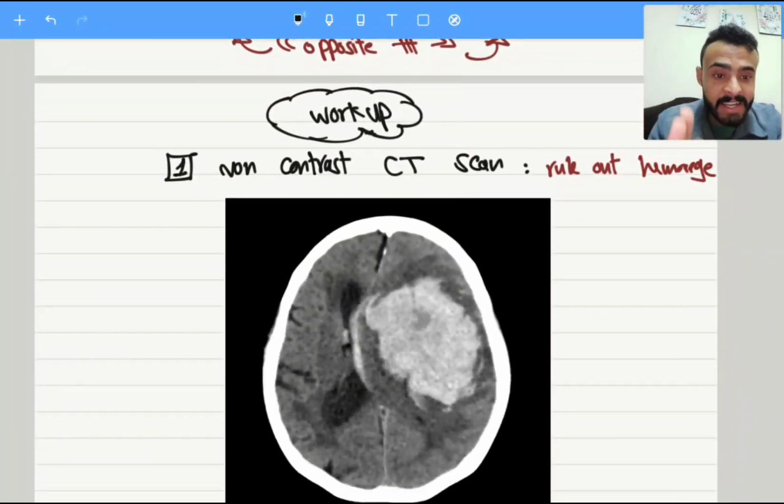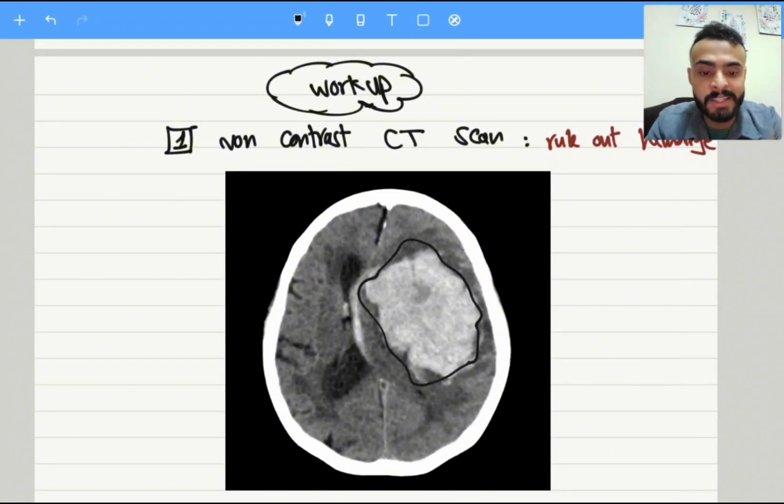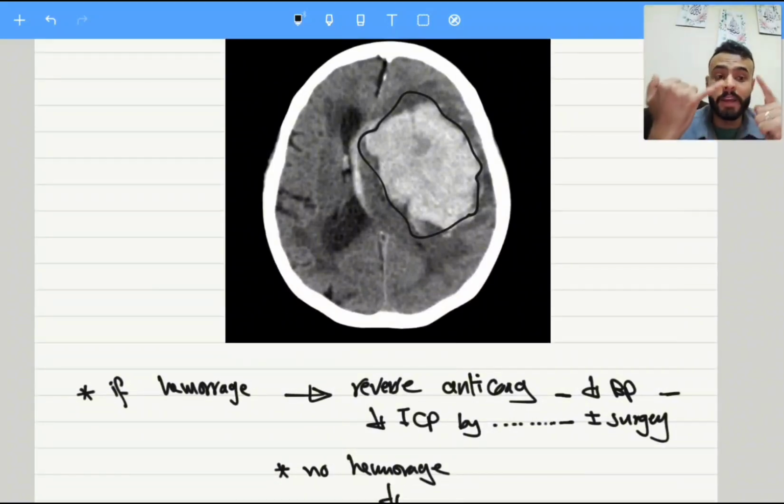Non-contrast CT scan is the best initial step. It will allow me to exclude hemorrhage. Look, this is hemorrhage in non-contrast CT scan. It looks white, hyperdense. If I found that hemorrhage, okay, this is hemorrhagic stroke. Ask your patient, do you take warfarin? Yes, I take it. Then reverse warfarin.